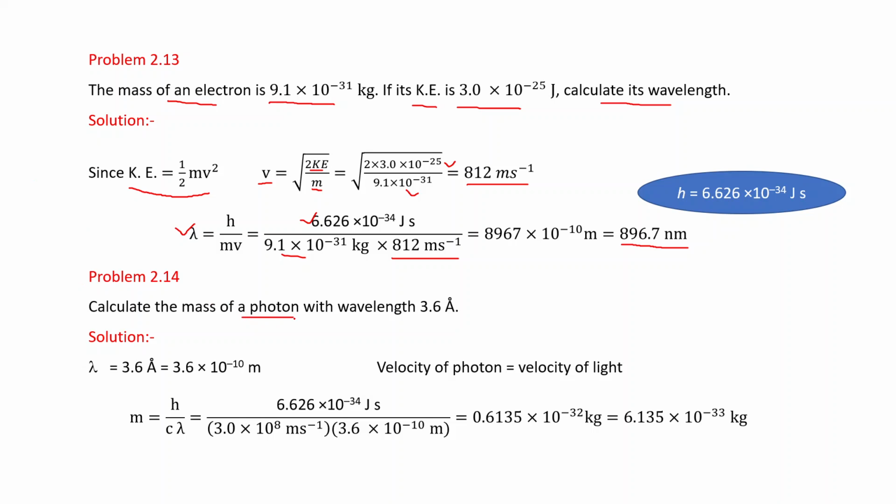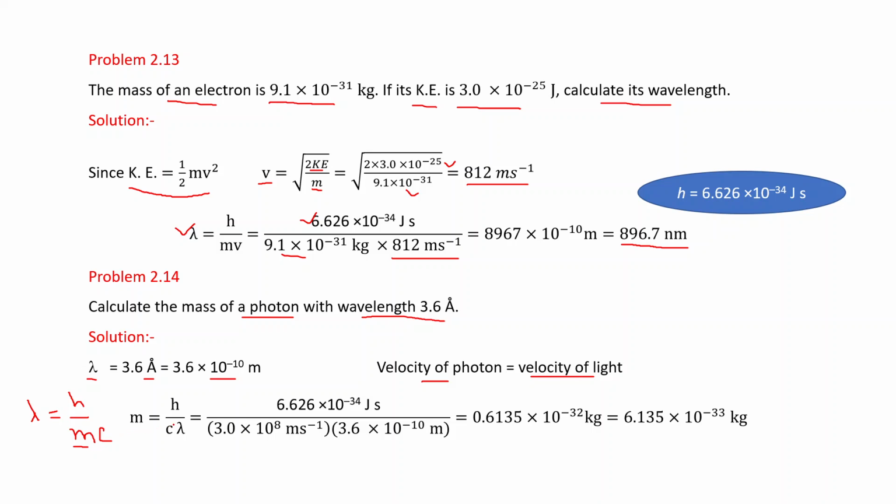Next question. Calculate the mass of a photon with wavelength 3.6 angstrom. In this case, wavelength is given in angstrom. Convert this angstrom into the meter by multiplying 10 raised to the power minus 10. Velocity of photon means velocity of light. Apply the formula, that is this, lambda is equal to h by mc. Okay. From this we have to find out this m.